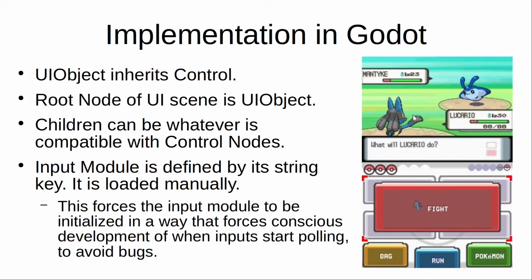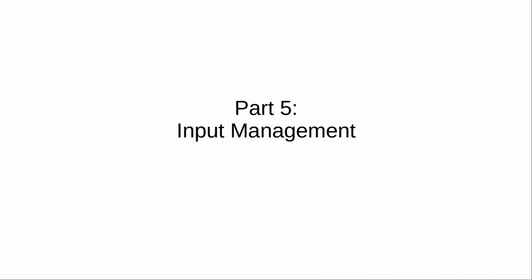So the implementation in Godot. UI object inherits control. Root node of the UI scene is UI object. Children can be whatever is compatible with control nodes. Input module is defined by its string key. It is loaded manually. This again forces the input module to be initialized in a way that forces conscious development of when inputs start pulling to avoid bugs. If you type it incorrectly, it's going to say, hey, this is not a whitelisted command, right? So it's just another layer of, yeah.